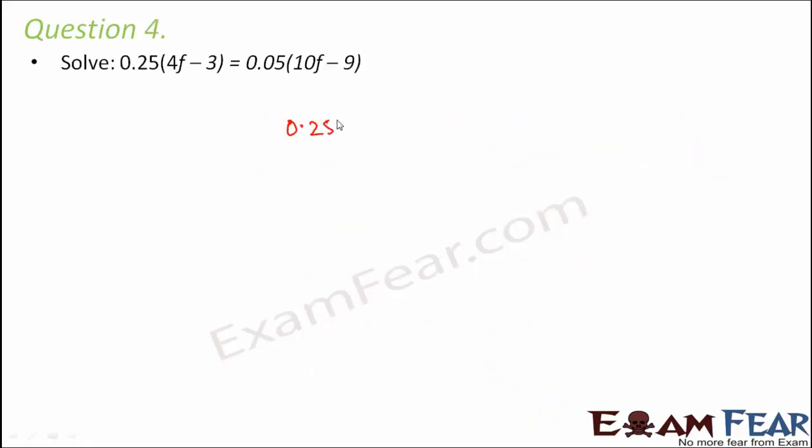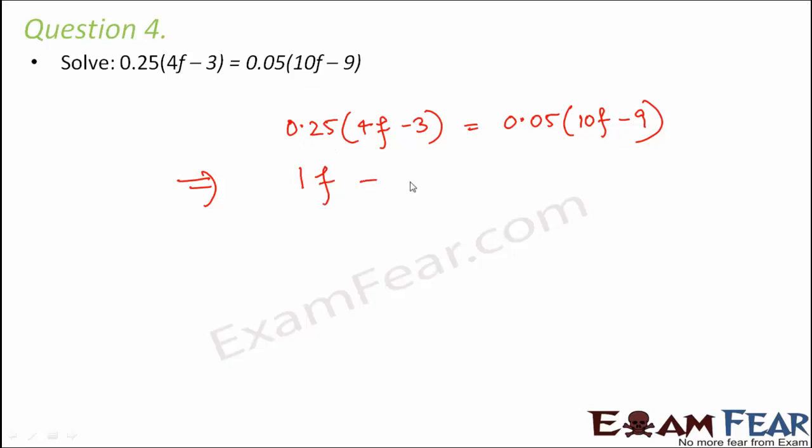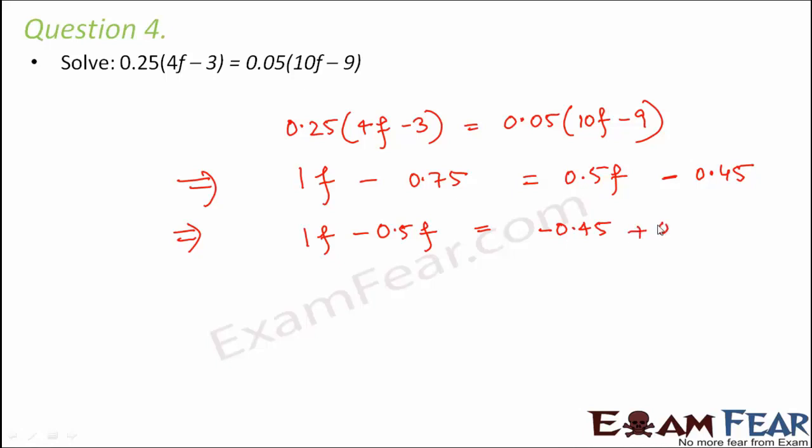Solve 0.25 into 4f minus 3 is equal to 0.05 into 10f minus 9. So this is also pretty simple and we will start solving it. So 0.25 into 4 is 1. So this is 1f minus 0.25 into 3 is 0.75 is equal to 0.05 into 10 is 0.5f minus 0.05 into 9 is 0.45. So therefore this is 1f minus 0.5f is equal to minus 0.45 plus 0.75.